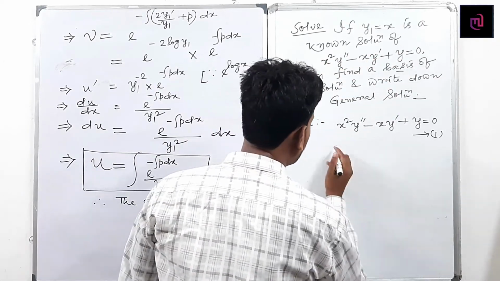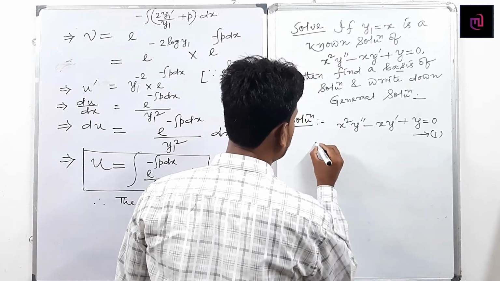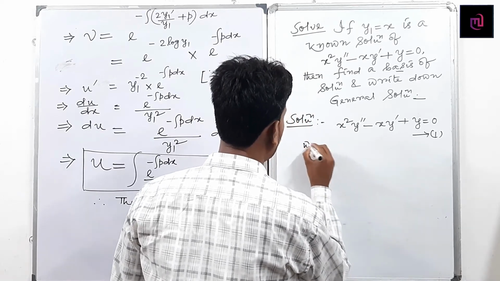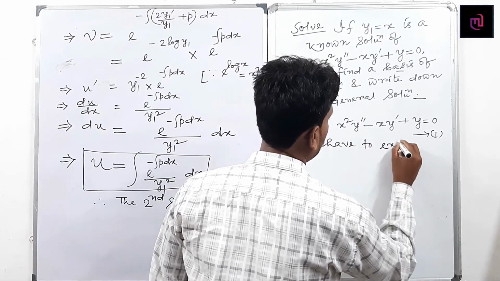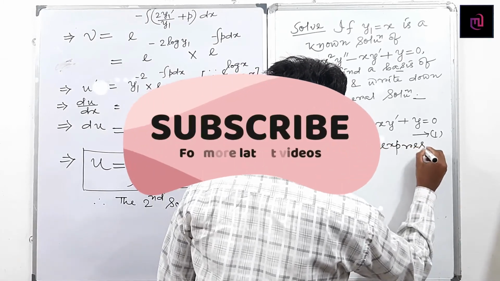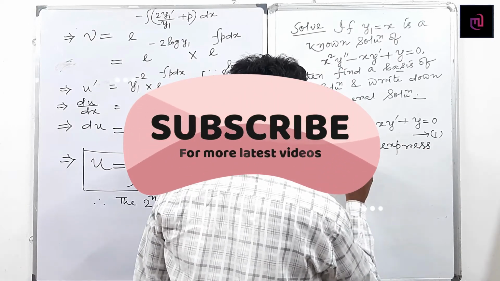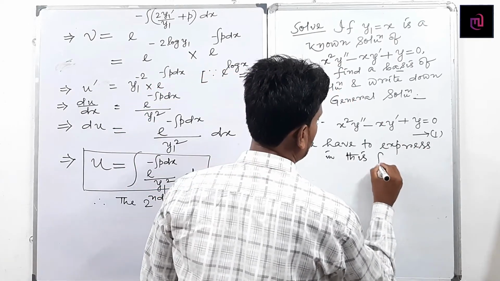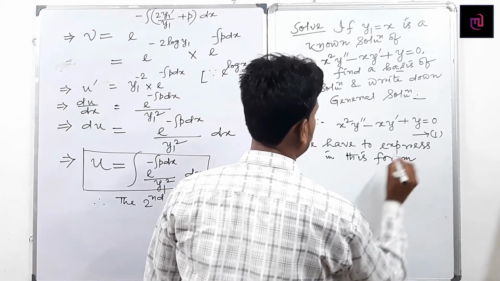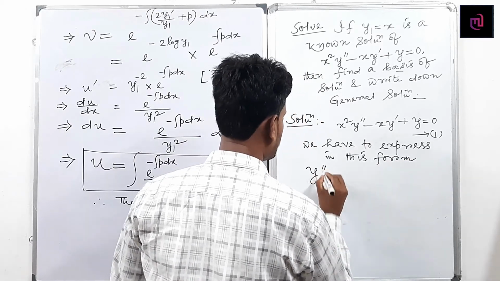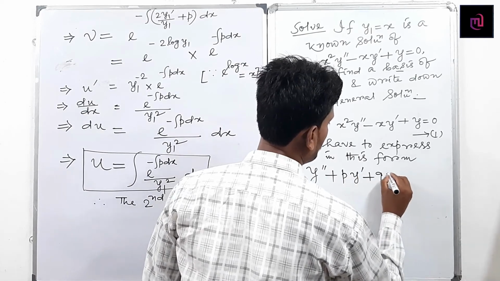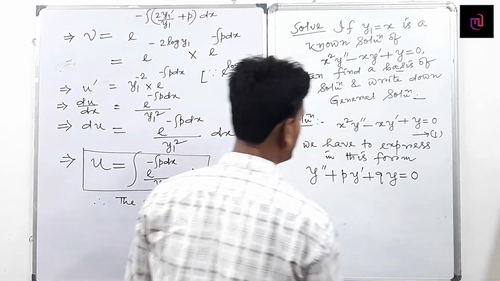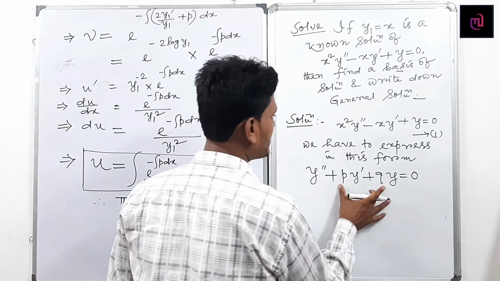We have to express it in the form y'' + p y' + q y = 0, where p and q are functions of x or constants.